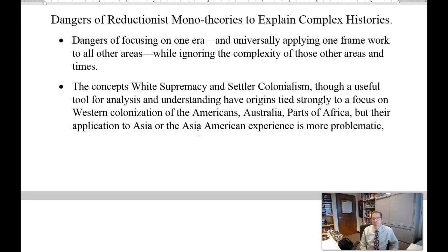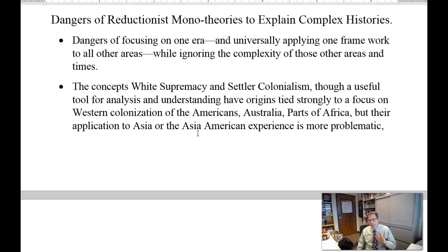So this is one framework to look at settler colonialism and how that has affected indigenous peoples. And there's no question that it's a very useful concept to understand the trauma and loss of language, culture, community, ancestral land, etc., that many Native peoples have experienced in the United States, Canada, Australia, etc.